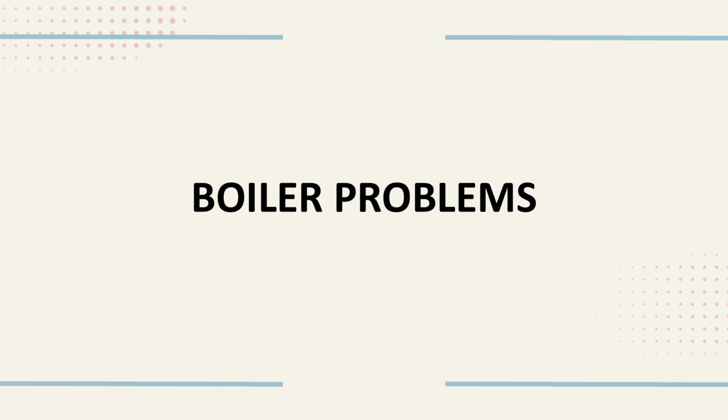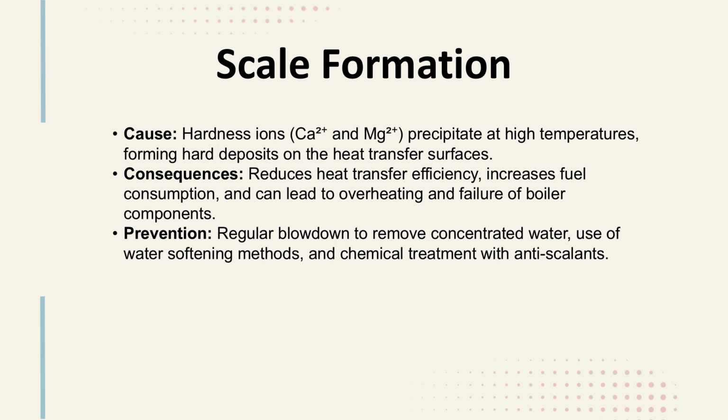Boilers are prone to a number of problems if water quality is not properly managed. One of the most common issues is scale formation. Scale forms when hardness ions like calcium and magnesium precipitate out of the water at high temperatures, forming hard deposits on the heat transfer surfaces of the boiler. Consequences of scale formation include reduced heat transfer efficiency, increased fuel consumption, and potential overheating or failure of boiler components.